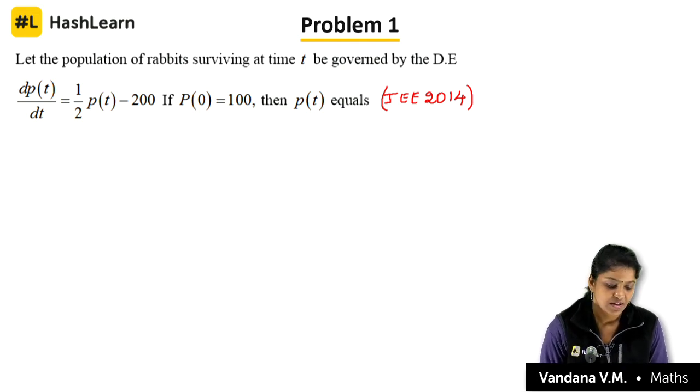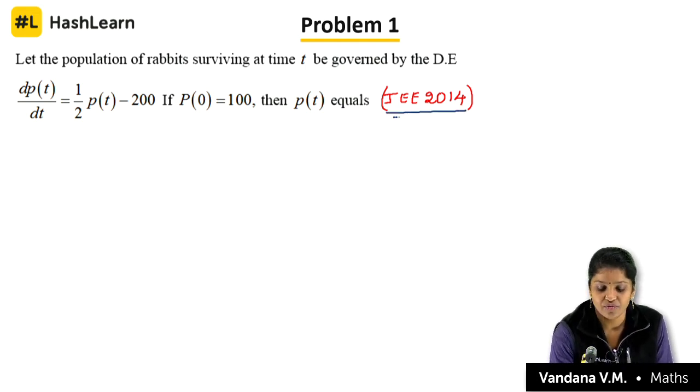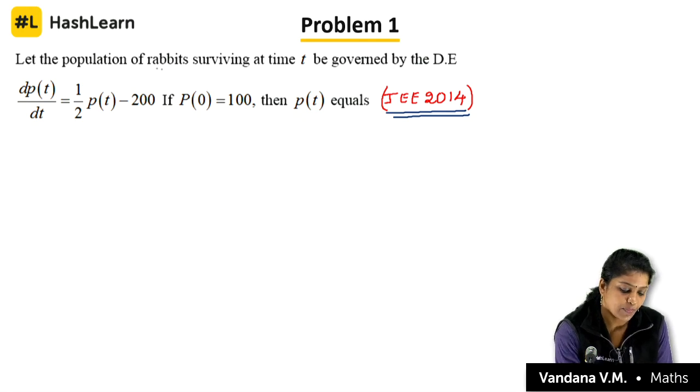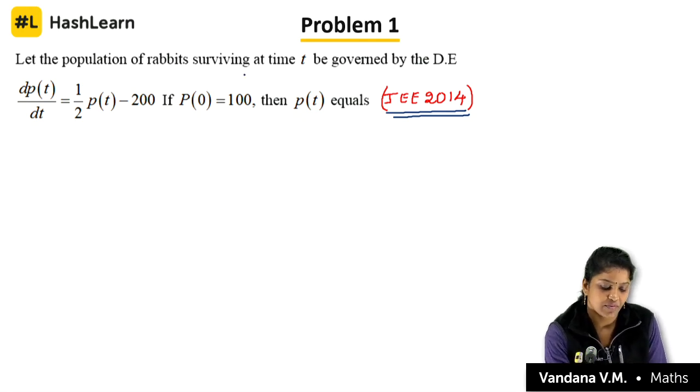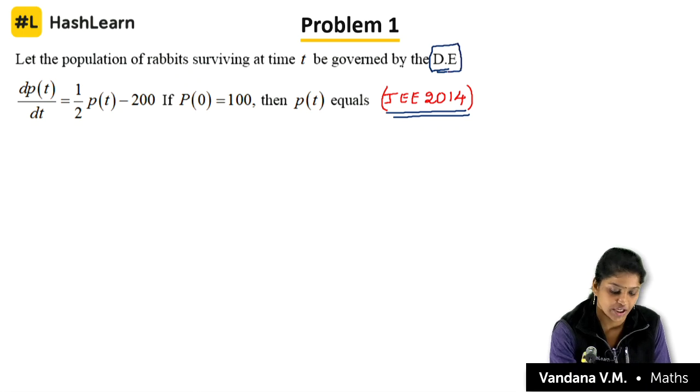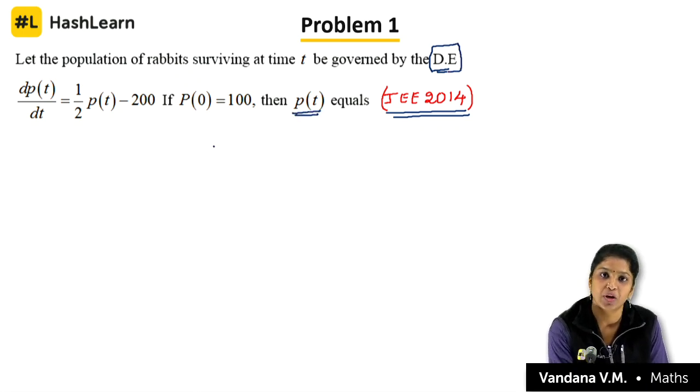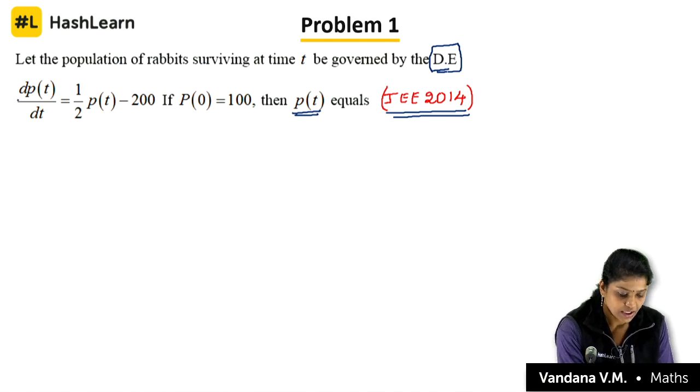Yes. This is a 2014 question. Let the population of rabbits surviving at time t be governed by the differential equation. We are given the equation in the form of a differential equation. What do they have to find out? They have to find out p of t. That is, here we have dp of t by dt. Now that differentiation I don't want.